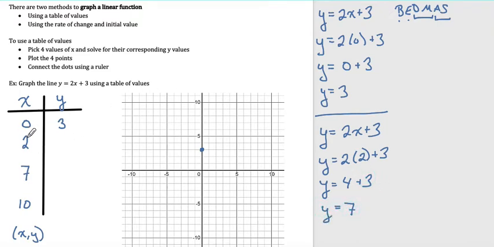So we know that the line has to go through the point (2, 7). So let's put a dot there. So we start at the origin, we go to x is 2, and then we go up to 7. Let's keep going.